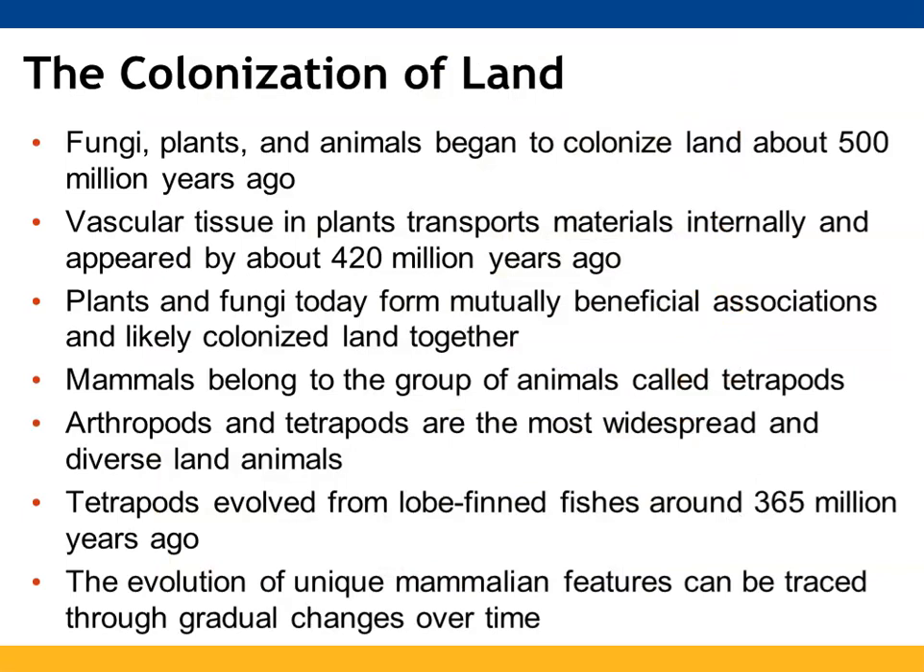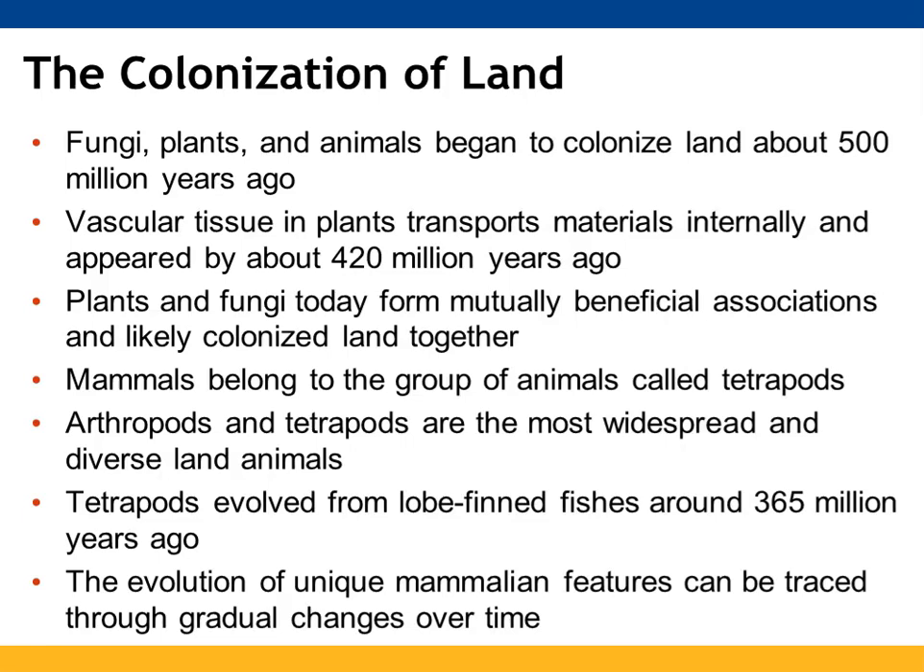And then we start to get into land colonization. Fungi, plants, and animals first started to colonize land about 500 million years ago. Plants use vascular tissue to transport their materials within the plant, and these showed up about 420 million years ago. Both fungi and plants, and we'll get into this more with ecology, have formed mutually beneficial associations. It's thought they probably colonized land together.